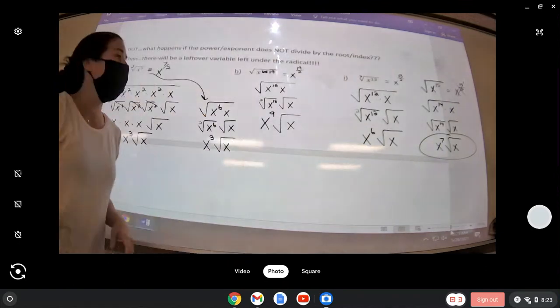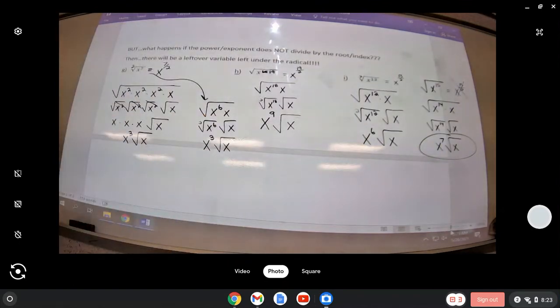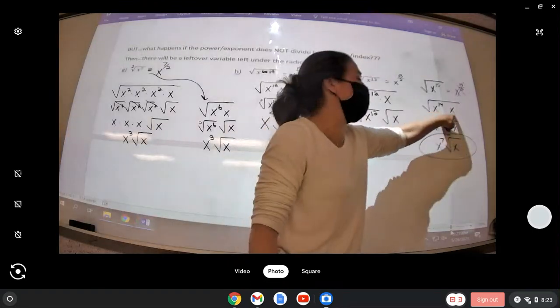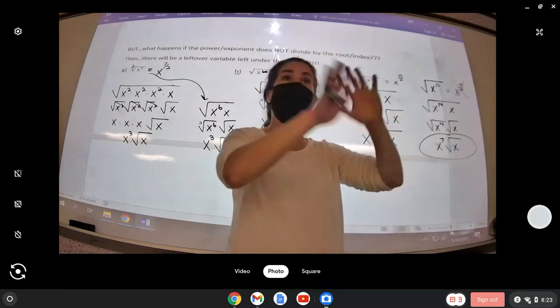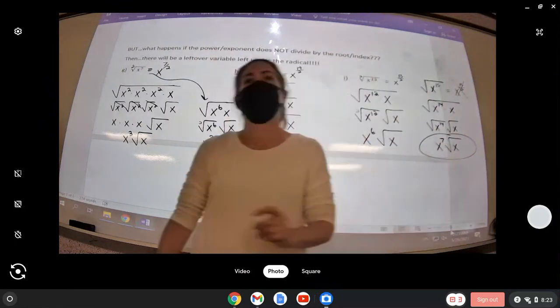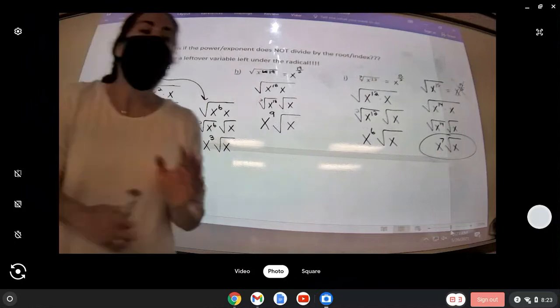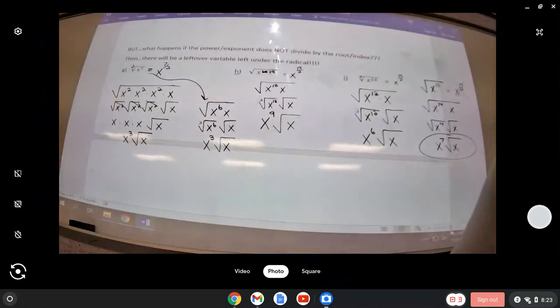Double check your answer with mine, right? 15 does not divide by the root of 2, so we're going to split it. The closest number was 14 with 1 left over. So then 14 divided by 2, that's x to the 7th. He's free. And then the square root of x is left. You guys get that? Okay. All right, at home, thumbs up if you're okay.